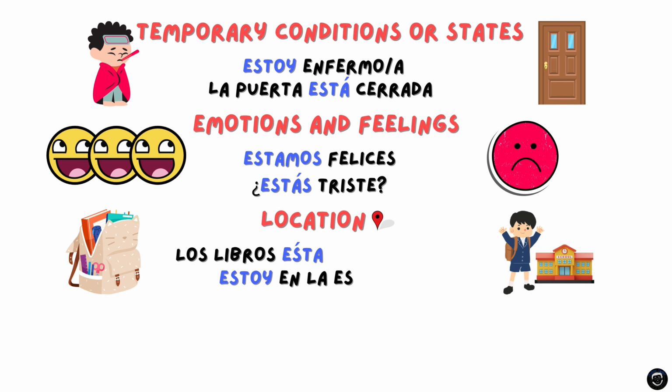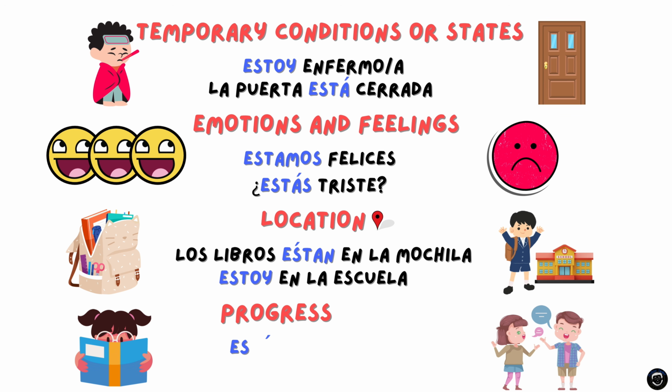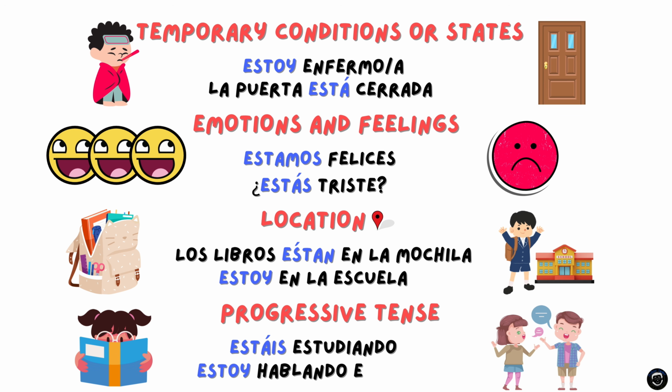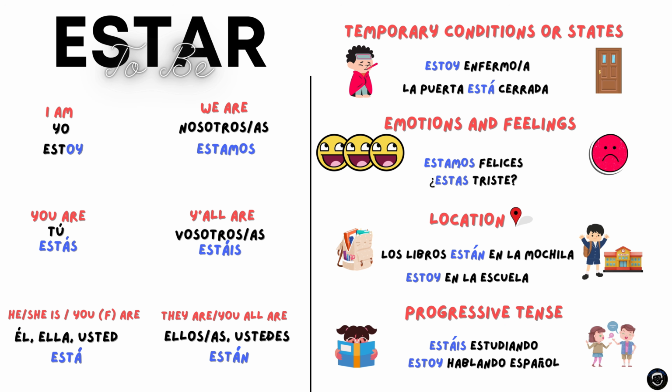To indicate location, los libros están en la mochila, the books are in the backpack, estoy en la escuela, I'm at the school. Finally, estar is also used as an auxiliary verb to form the present progressive tense. Estáis estudiando, you all are studying, estoy hablando español, I am speaking Spanish.